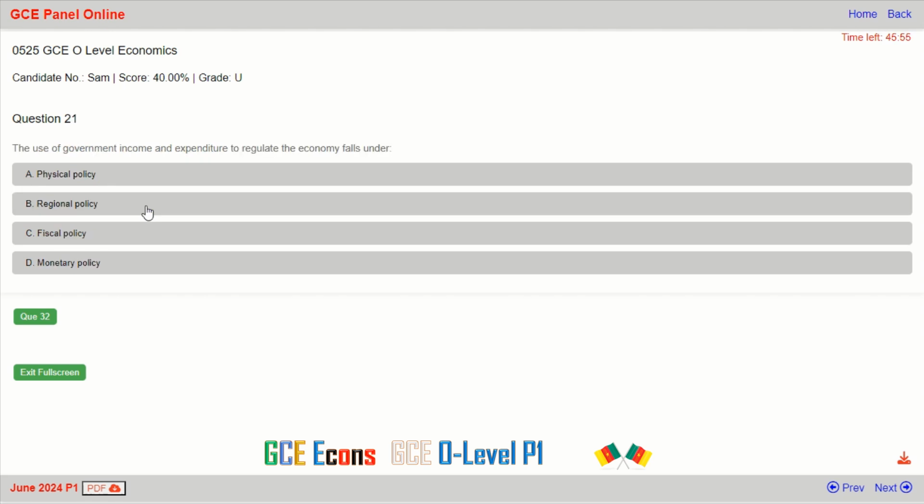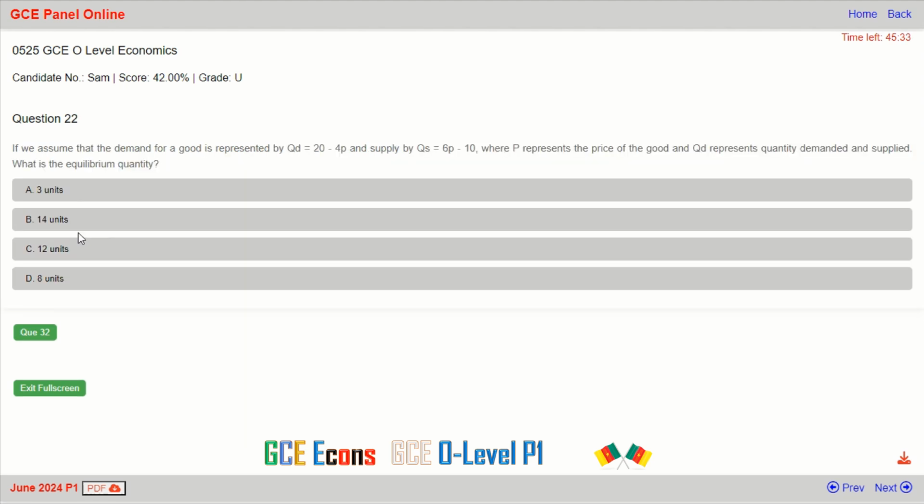Question 21. The use of government income and expenditure to regulate the economy falls under. Whenever the government income and expenditure are used in regulation, we talk about a fiscal policy, not a physical one, because they're using manpower. So it's a fiscal policy.